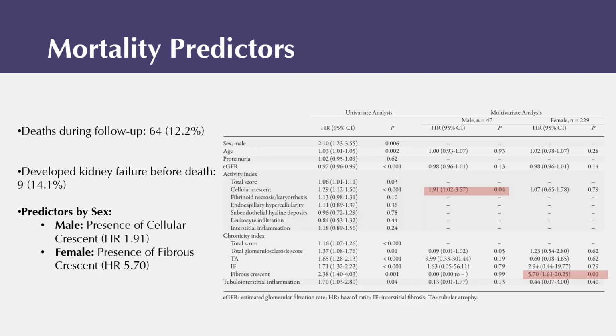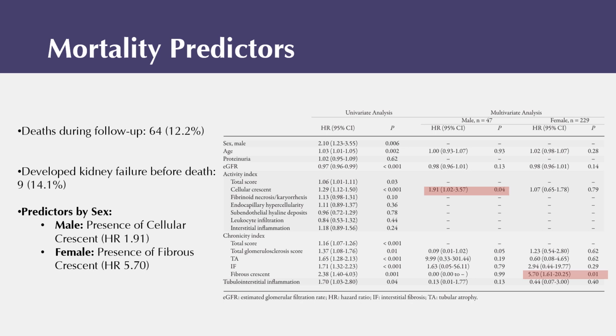Out of 526 patients, 64 passed away during the follow-up period. Notably, 9 of these patients developed kidney failure before their demise. The Cox Regression Analysis highlighted sex as a significant predictor of mortality.